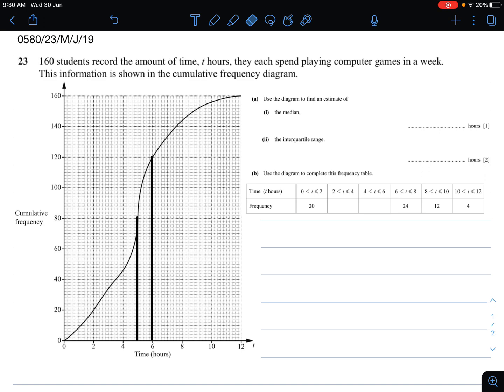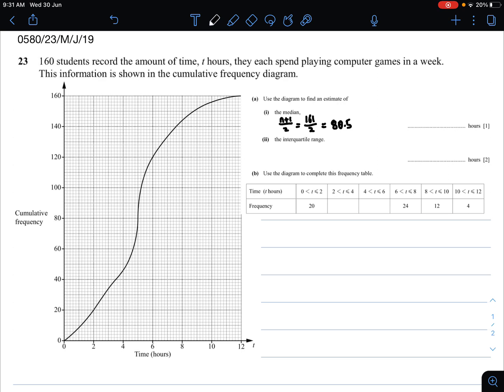And how you find the median is you have to use the formula n plus 1 divided by 2. So n over here in this case is 160. So 160 plus 1 will be 161 divided by 2. So 161 divided by 2 is 80.5.